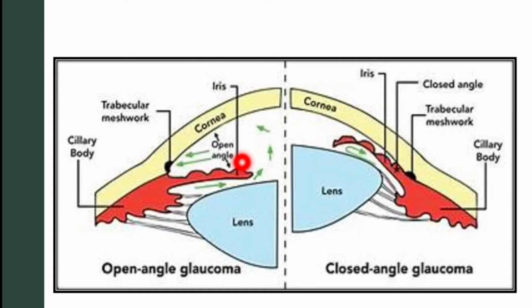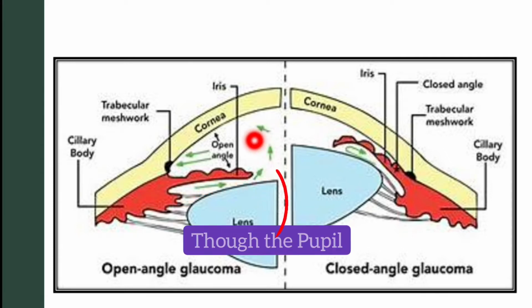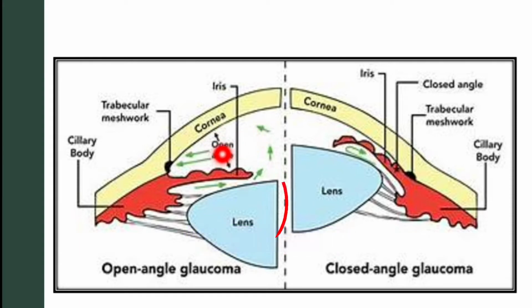Look at this. This is how to differentiate between open angle glaucoma and closed angle glaucoma. In open angle, you can see here that the aqueous humor produced by the ciliary body goes to the posterior angle and then the anterior angle. You see this angle is open, thus open angle glaucoma. In closed angle glaucoma or angle closure glaucoma, you see that the angle is closed.